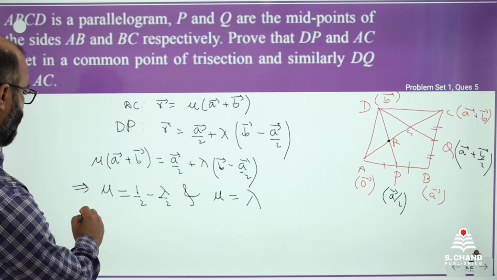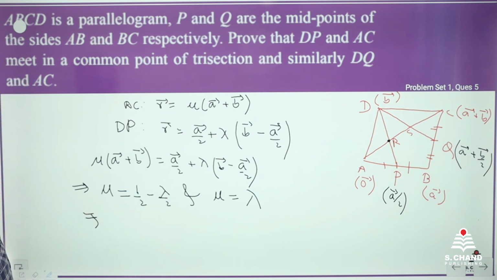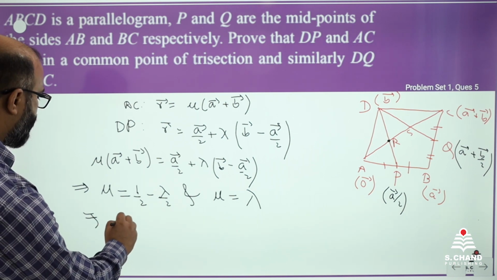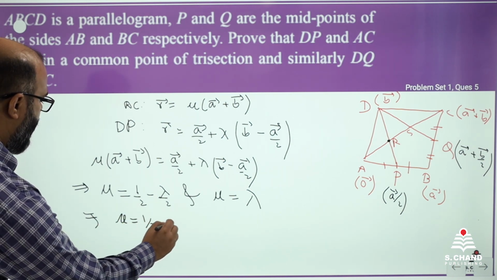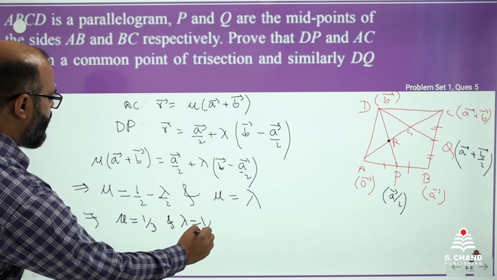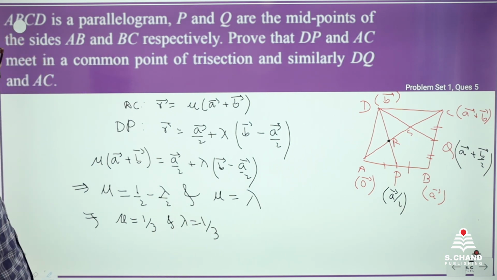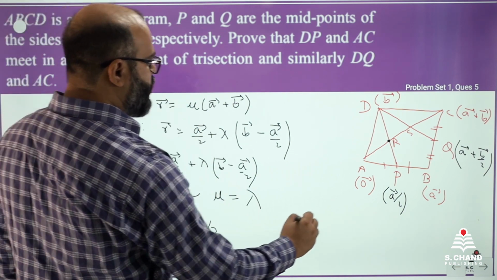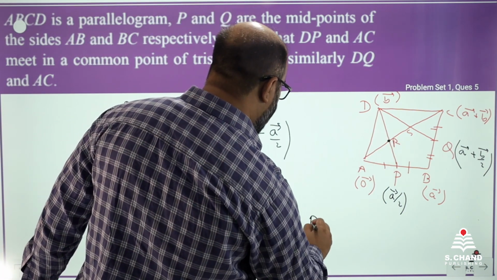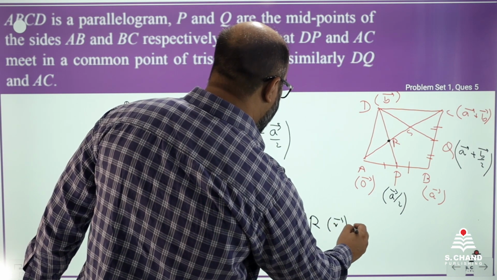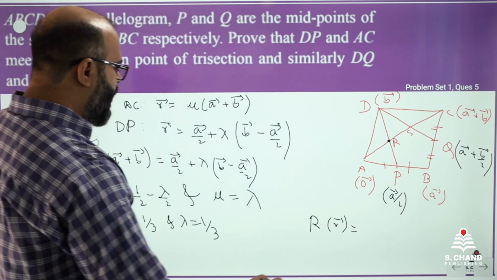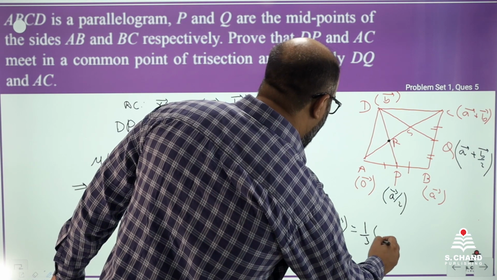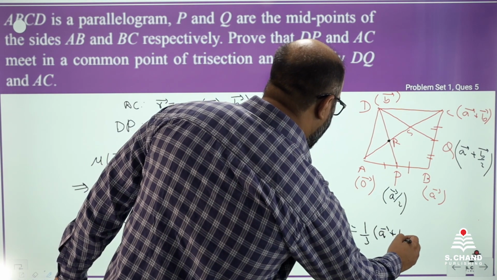So finally, if you put the value of mu equal to lambda here, you will get 3 mu by 2 is equal to 1 by 2. So mu is equal to 1 by 3, right? And lambda will also be equal to 1 by 3 on solving them. So you can easily see that the position vector of this capital R is actually equal to 1 by 3 of A plus B, right?